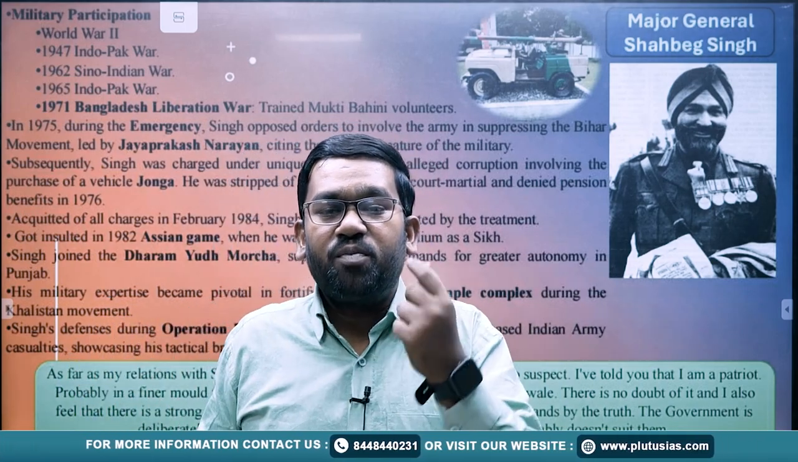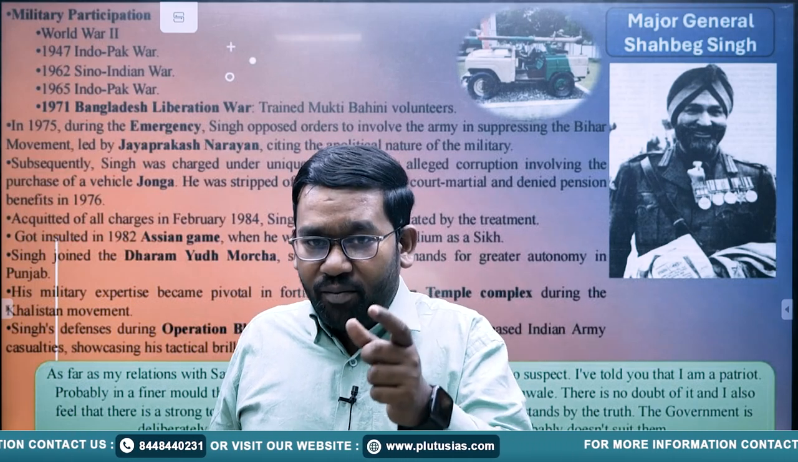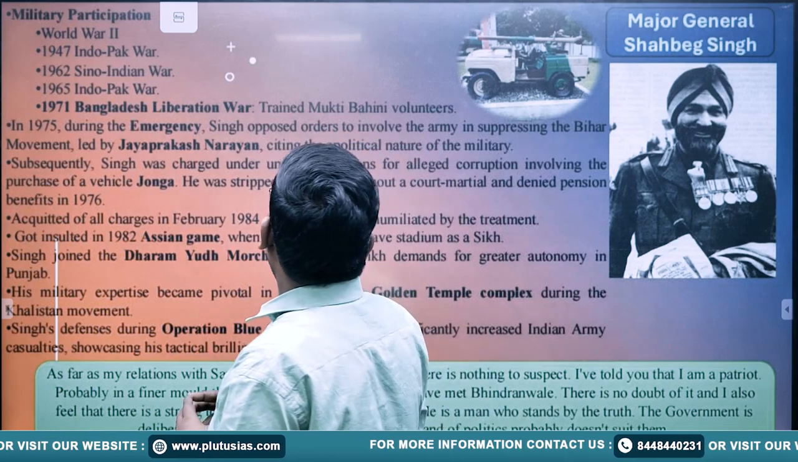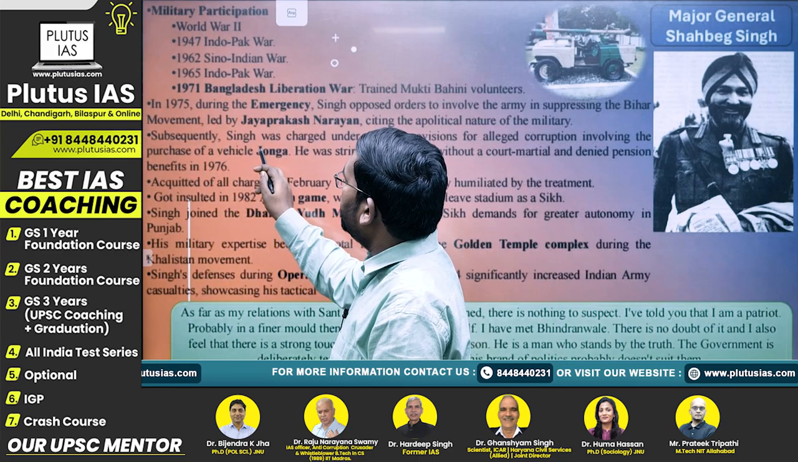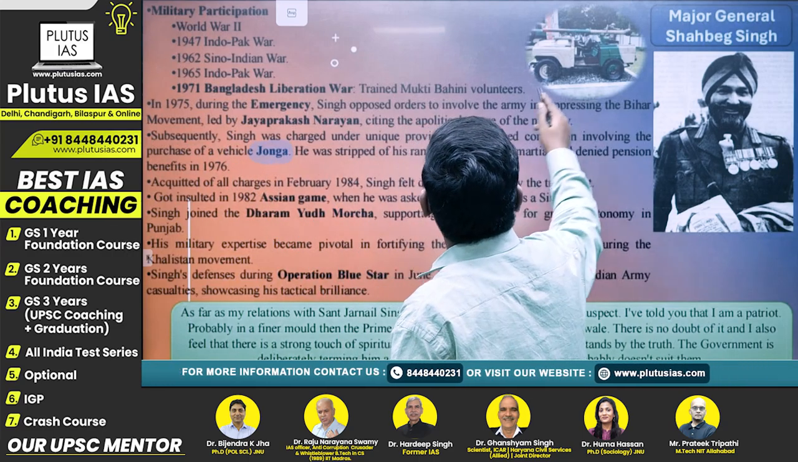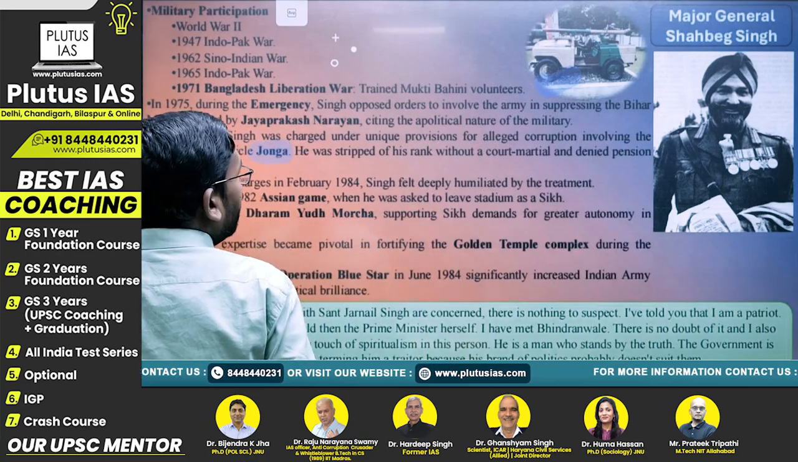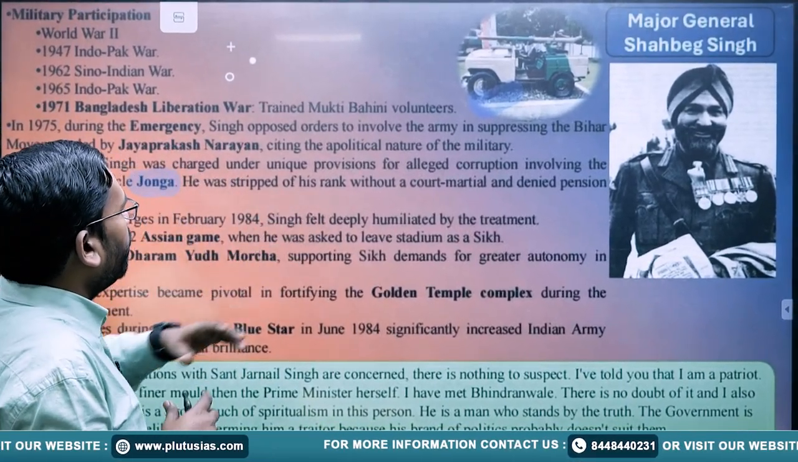And do you know, just a few months before his retirement, she had removed him from the post. Do you know what the charge put on him was? A charge of corruption was pushed, alleged corruption, that he had purchased a vehicle, a Jonga. It is blamed that he had purchased this vehicle, and because of buying this vehicle he had been removed from the post.